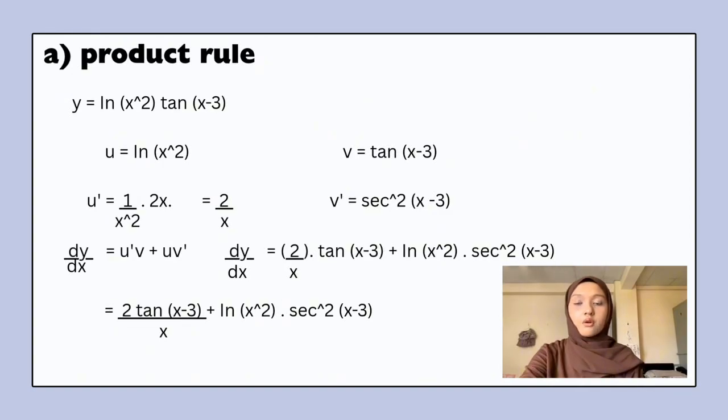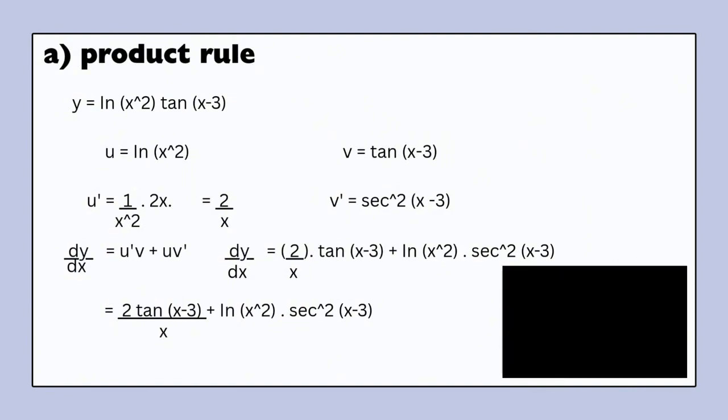Next I will find the value of v prime. The derivative of tangent is secant squared. So the value of v prime is sec squared x minus 3. The inside function has derivative equal to 1, so the answer remains the same. Now substitute everything into the product rule formula. So we will get 2 over x tan x minus 3 plus ln x squared sec squared x minus 3.